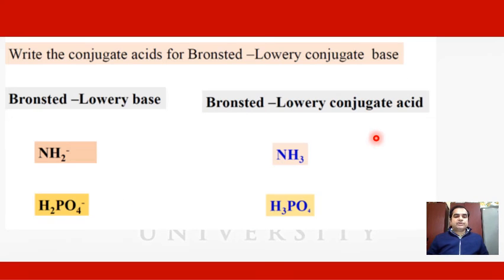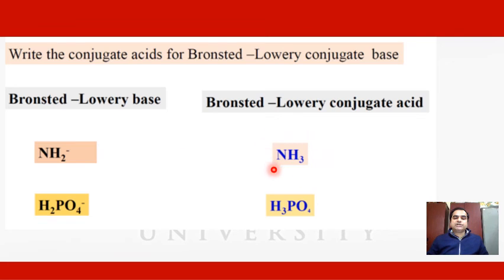Now let us take an example: write the conjugate acids for the Bronsted-Lowry bases. Suppose we have these Bronsted-Lowry bases, like the NH2 negative ion and H2PO4 negative ion. Bases are the species that can accept a proton to form the conjugate acid. Similarly, if we have the NH2 negative ion, when it accepts a proton, it will produce a neutral NH3 molecule, because it had a minus one charge. After accepting the H plus ion, the species becomes neutral.